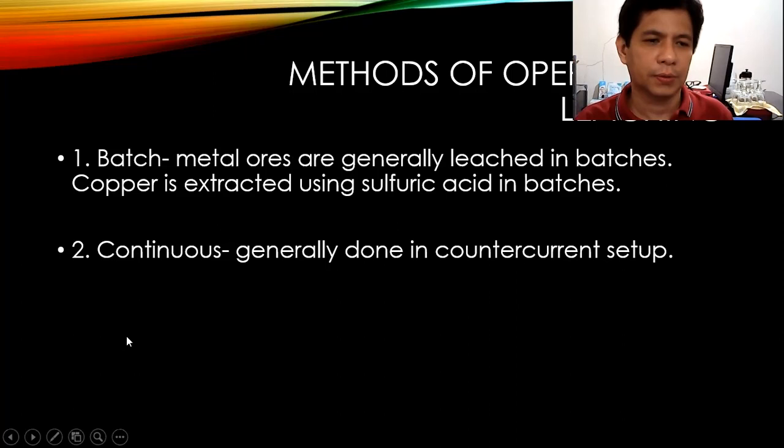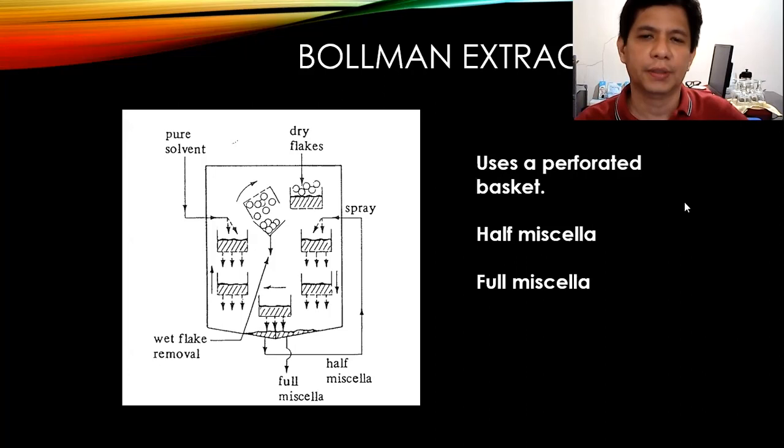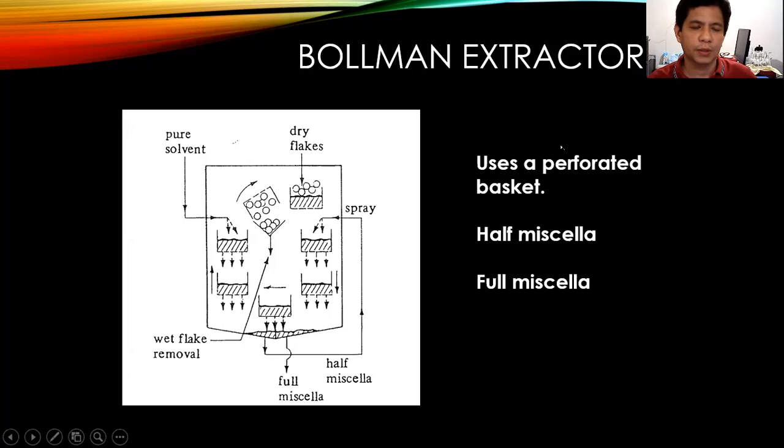Okay, so let's discuss some equipment that is involved in leaching. So the first one is Boltzmann extractor. So yung Boltzmann extractor, this uses perforated basket. Nasa handbook naman to, hanapin nyo lang yung leaching chapter 18, tapos nakadrawing naman itong mga, pati yung mga pangalan. Ito lumalabas kasi ito sa board exam, tinatanong, dinidescribe nila yan, tapos sasabihin mo kung anong pangalan.